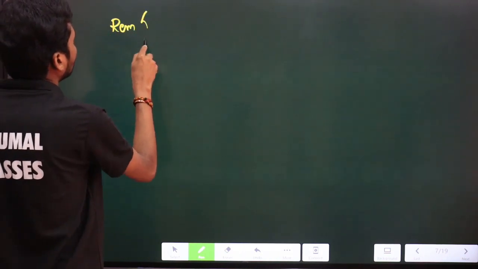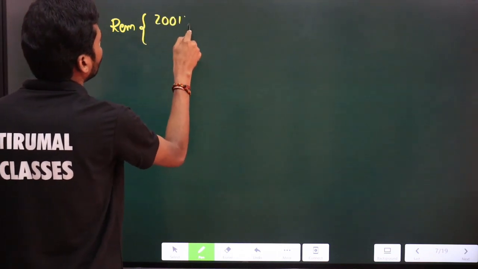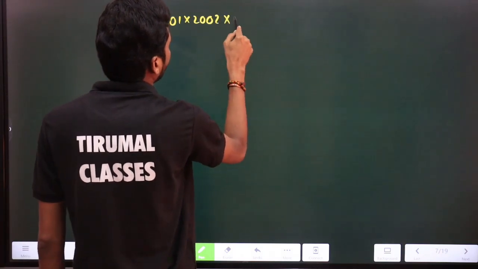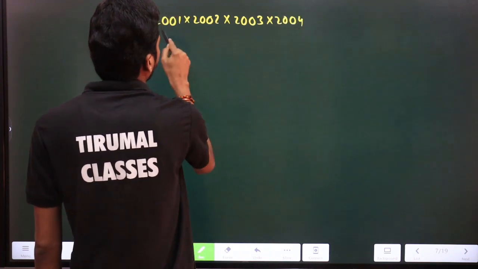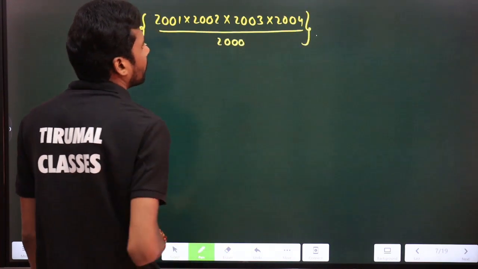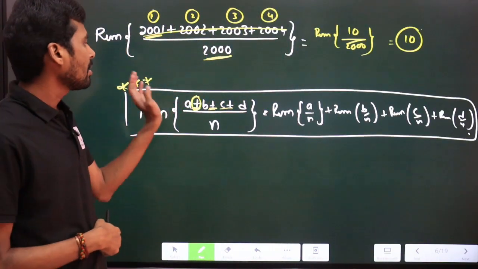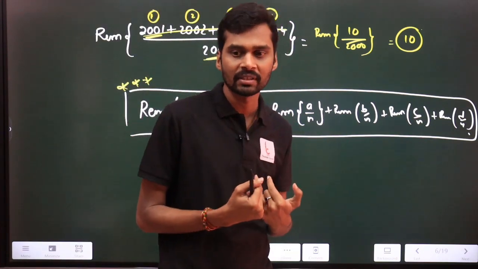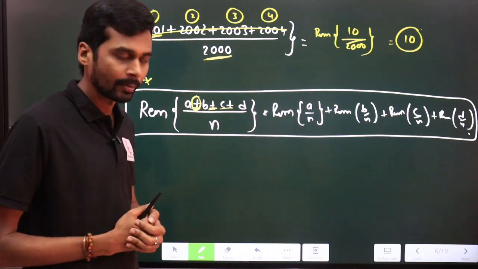The next property: suppose I ask you what is the remainder when 2001 into 2002 into 2003 into, let's say, 2004 is divided by 2000? You can have anything like in the previous case. If we have 3 numbers, 4 numbers, any number of terms, when we are dividing with the same divisor, we can split it like remainder of A by n, remainder of B by n, remainder of C by n, and remainder of D by n.